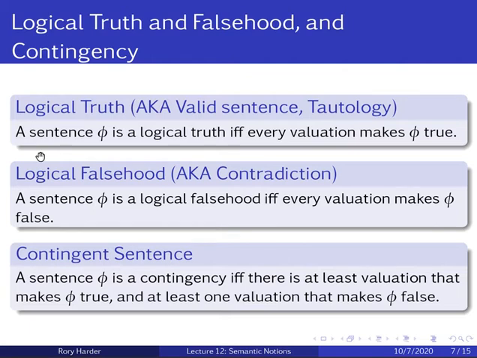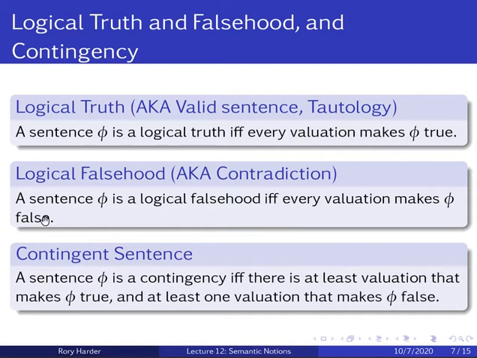Beginning with the first, for a sentence phi to be a logical truth or a tautology is for every valuation to make phi true. What that means in terms of truth tables is that for a sentence phi to be a tautology is for every row of the truth table, phi to have true under its main connective. So in every possible assignment of truth values to the atomic sentences occurring in phi, phi overall gets the value true.